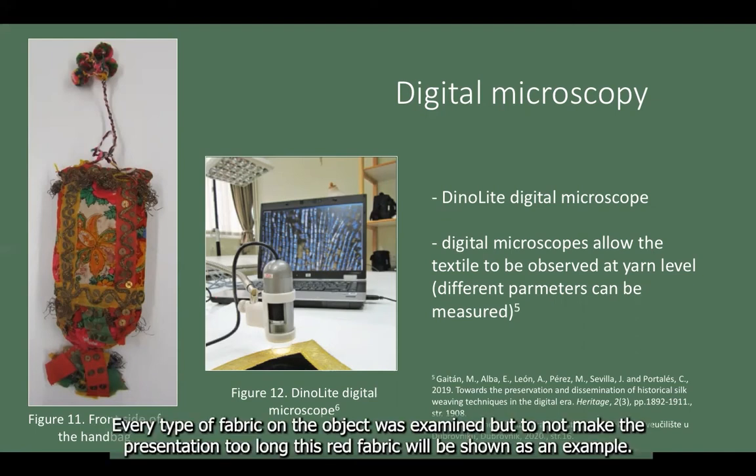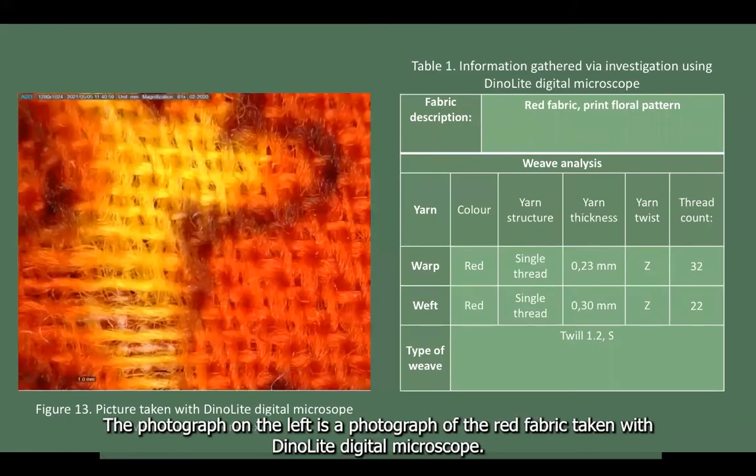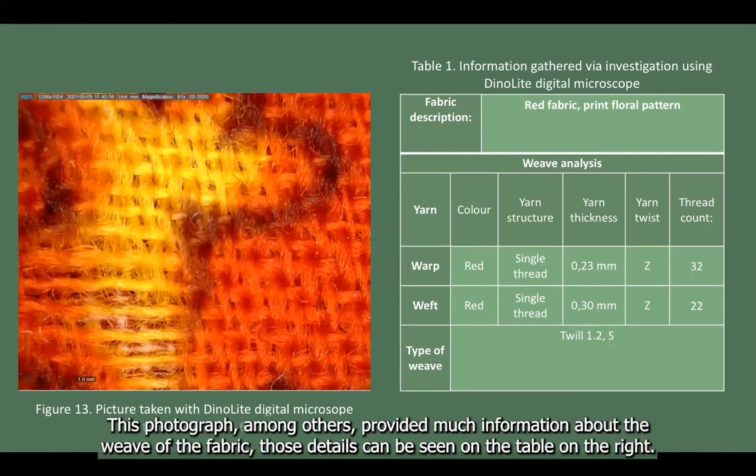Every type of fabric on the object was examined, but to not make this presentation too long, this red fabric will be shown as an example. The photograph on the left is a photograph of the red fabric taken with the DinoLite digital microscope. And this photograph, among others, provided a lot of information about the weave of the fabric. Those details can be seen in the table on the right.